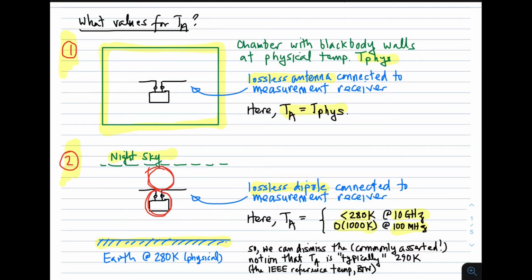The reason I want to show this example first is because there is a common notion that shows up a lot, which is that the antenna temperature is typically 290 K, which incidentally is equal to the IEEE reference temperature for noise figure. As you can see from this example, 290 K is pretty arbitrary. It's in the range, but again, the range could be less than 280 K all the way up to thousands of Kelvin, or more, depending on the frequency range. So we can dismiss the commonly asserted notion that T sub A is typically 290 K. That is ridiculous unless you know in your particular scenario that it actually is close to that value.